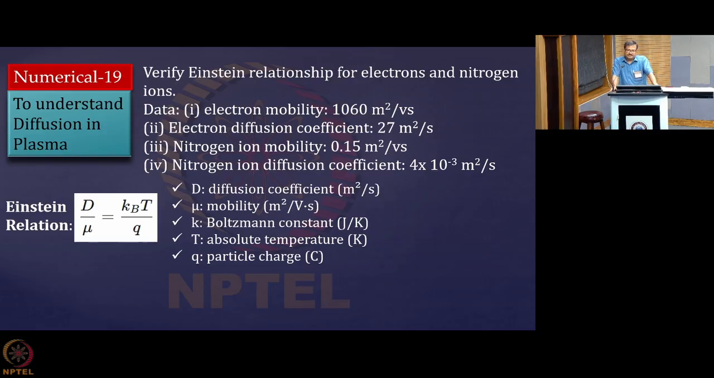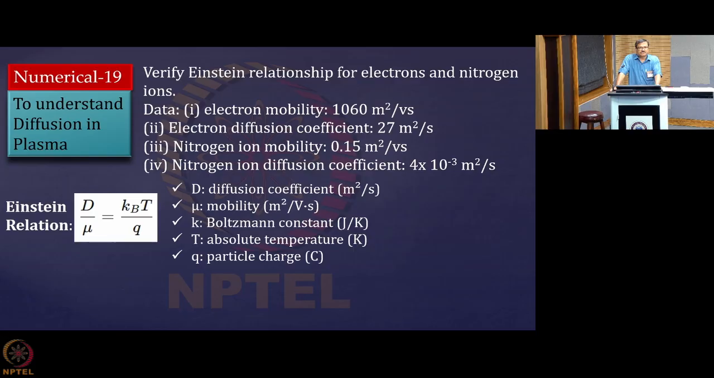So, let us look at the magnitude of the data. Electron mobility is given as 1060 meter square per volt second. The electron diffusion coefficient is given as 27 meter square per second. Then nitrogen ion mobility is given as 0.15, and the ion diffusion coefficient is given as 4 into 10 to the power minus 3 meter square per second.